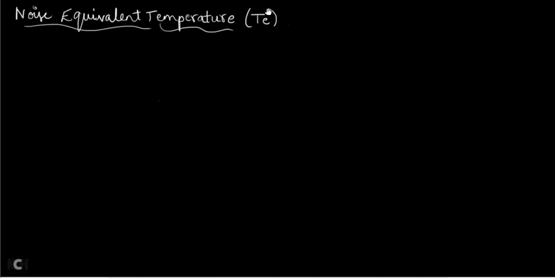Okay, so that is represented by TE. Capital T stands for temperature, E stands for effective or equivalent temperature. Noise equivalent, because whatever temperature you are calculating in the resistor is only because of noise, thermal noise. So because of thermal noise, what is the temperature of the resistor that we are calculating? That is why it is called noise equivalent temperature. So now what is the expression for noise equivalent temperature?